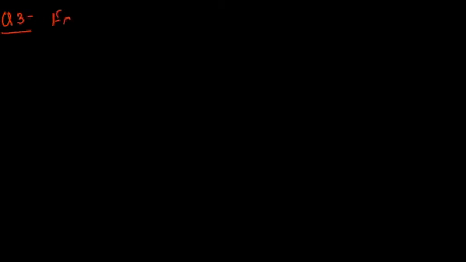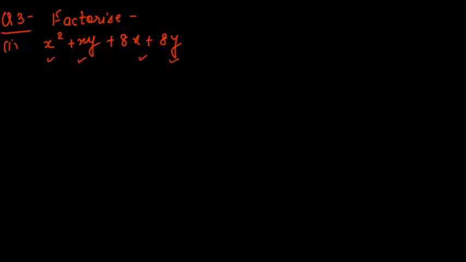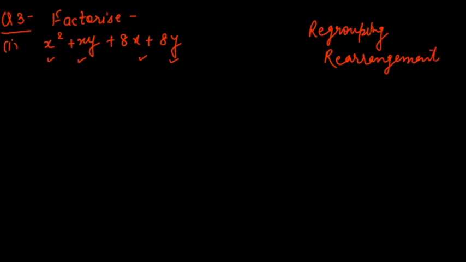of 14.1, which is again: factorize the following. The first part is x square plus xy plus 8x plus 8y. How many terms are there? 1, 2, 3 and 4. Now I told you when you have 4 terms, most of the time we make use of regrouping, which is also called rearrangement of the terms. We have to regroup the terms in such a way that when you take it common, the terms inside the bracket should be the same.